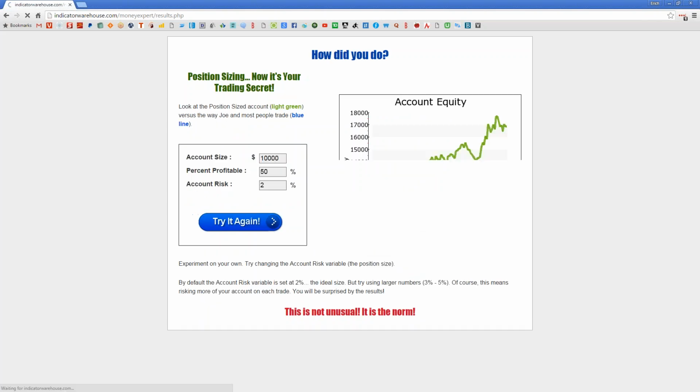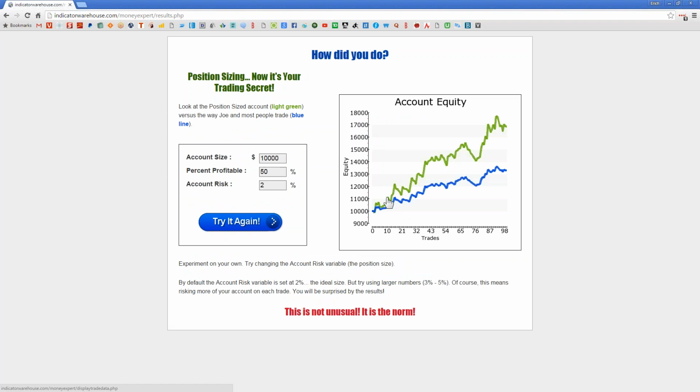Okay, so what happens? Oh, this is a curve that I like because this is very realistic. So Joe starts with his 10,000. He's trading onesies. He runs it up to about $13,000. So a $3,000 profit over 100 trades, which is very good. But had he used position sizing, he could have made $17,000. He could have made an extra $4,000 for doing nothing more than correctly sizing his trades. Let's try it again.